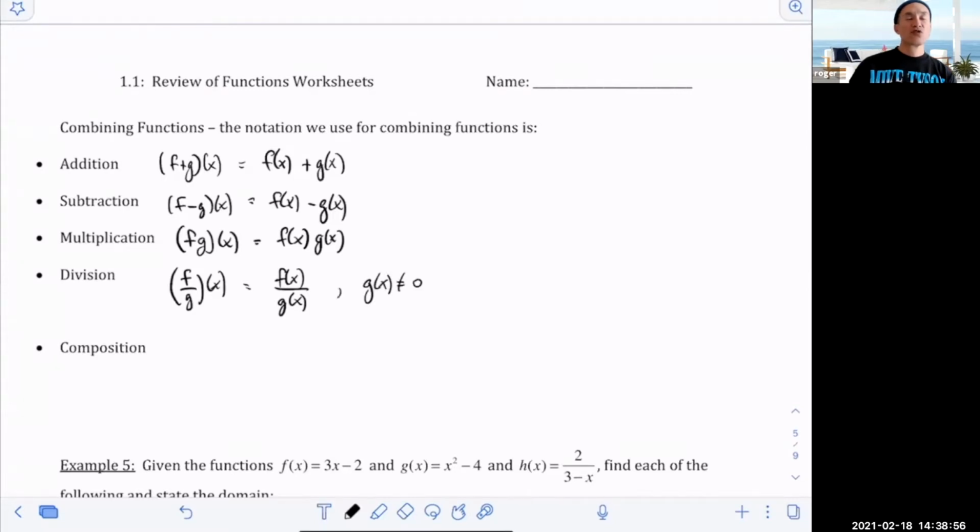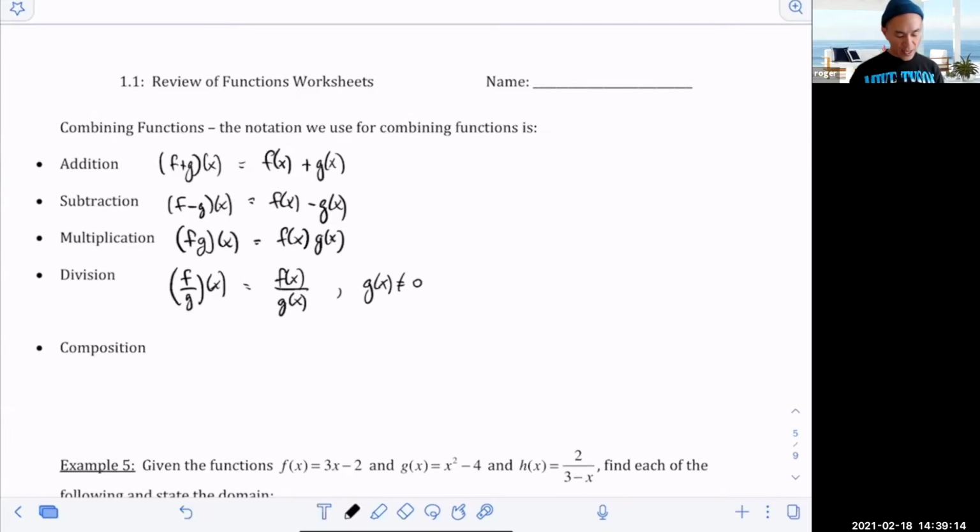Okay. So when we do derivatives later, we're going to learn something called the product rule. And that's how we handle the product of two functions, the multiplication. We also want to learn about something called the quotient rule, and that describes how we're going to find the derivative of a quotient of two functions.